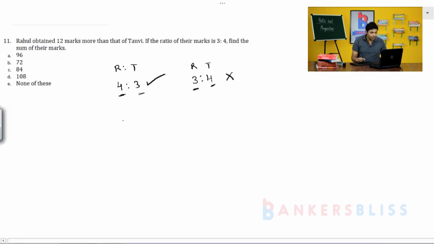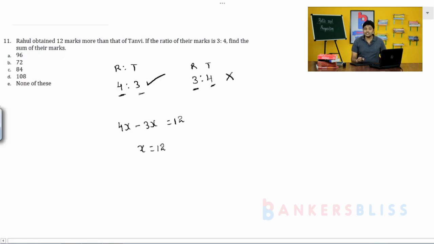Therefore, 4x and 3x. What they are telling? Rahul is obtaining 12 marks more than that of Tanvi. Means if Tanvi got 100, Rahul is getting 112. If Tanvi got 50, Rahul is getting 62. Means the difference between both of them is 12. Therefore, 4x minus 3x is equal to 12. The difference between both of them is 12. Therefore, x is equal to 12.